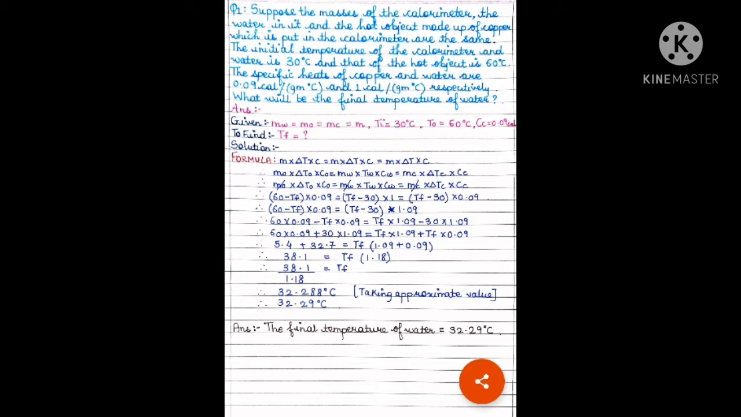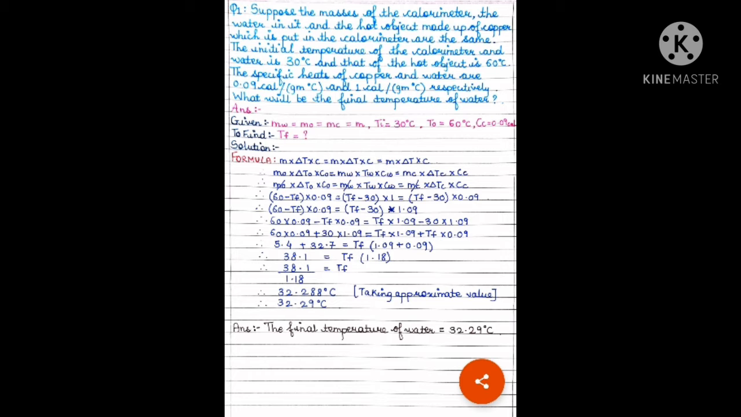Now see the last line, students. What we have to calculate? What will be the final temperature of water? So we have to calculate the final temperature, which is TF. TF is equal to question mark. So solution. First write all the given things.